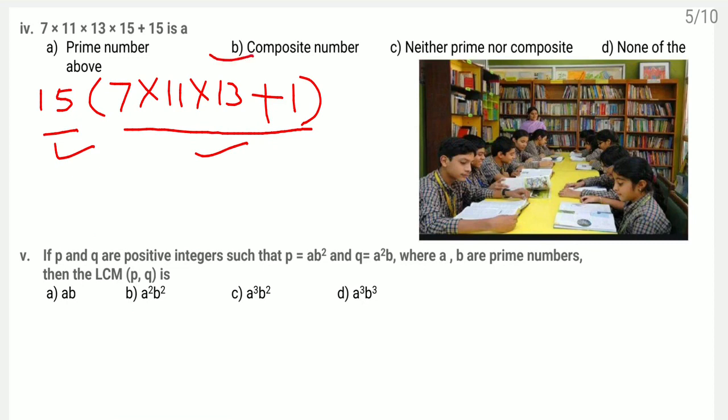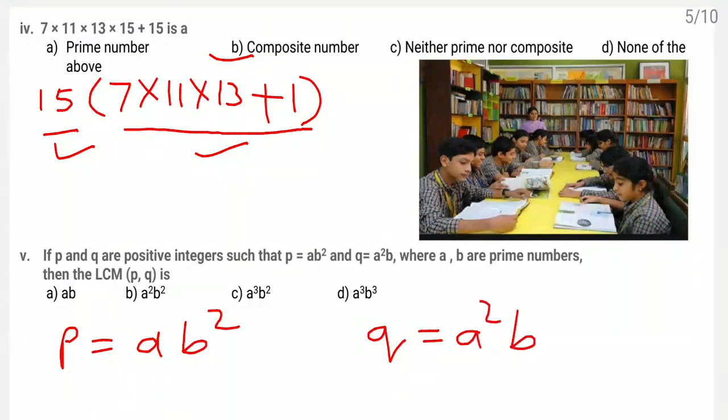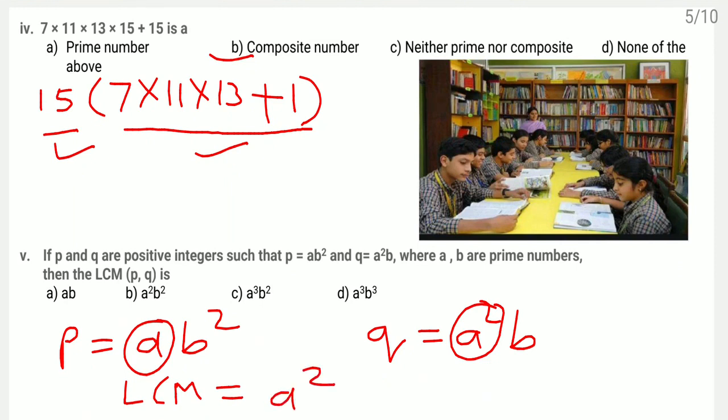Come to the fifth one. They have given you P, which is equal to A B square, and Q, which is equal to A square B. And they are telling us to find out LCM. Now to get LCM, see the common factor A and A square. For LCM, you will see the factor which is having the highest power. So which is A square. Now here B square and B is common, but in this one, who is having the highest power? B square. So this one is the LCM of given 2 numbers. So which option is the correct one? Option B is the correct one, right?